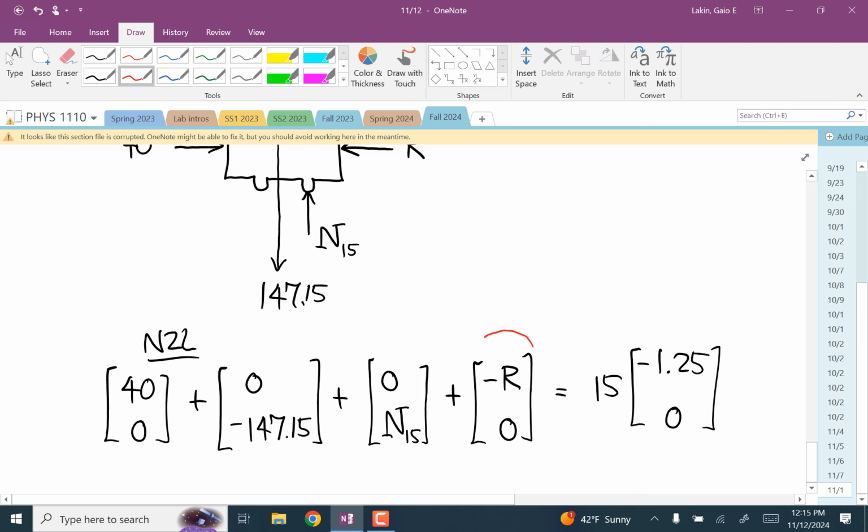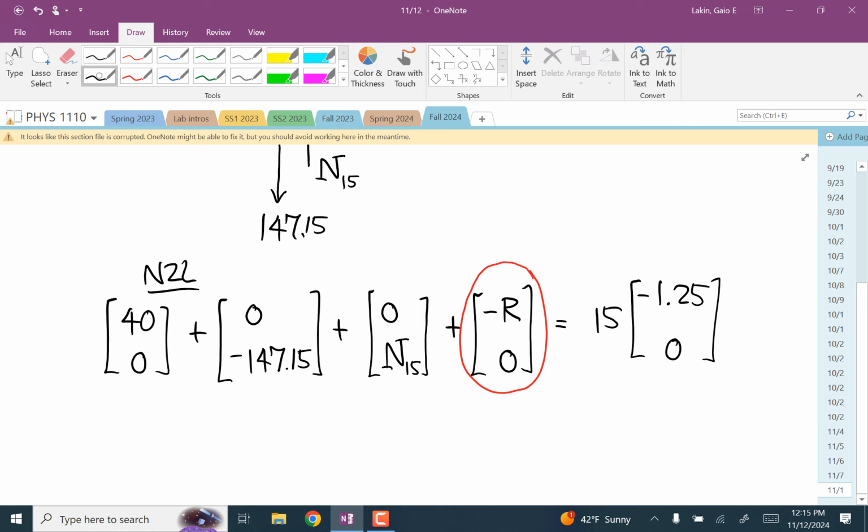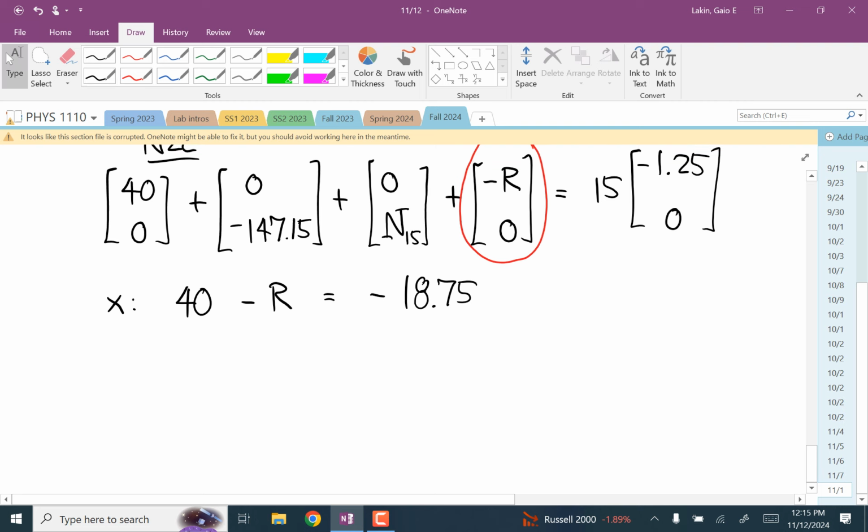We're trying to calculate this force. So all we need in order to know that force vector is what that R value is. So all I need is the X equation. That's the only one that has this R in it. And it says 40 minus R is equal to 15 times negative 1.25. So that's negative 18.75. Now solve for R, and you get that R is equal to 58.75 newtons.